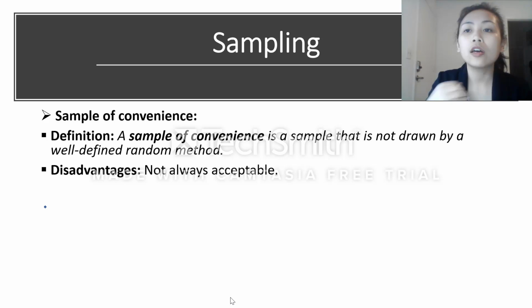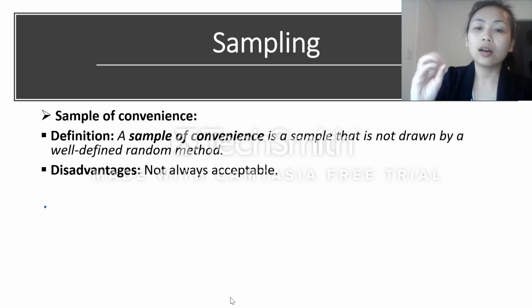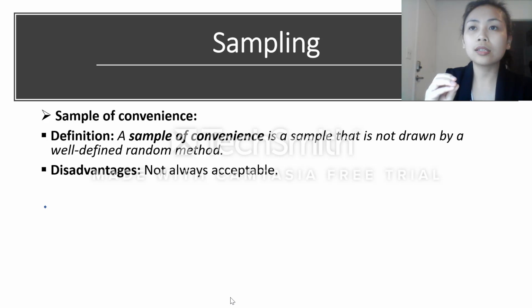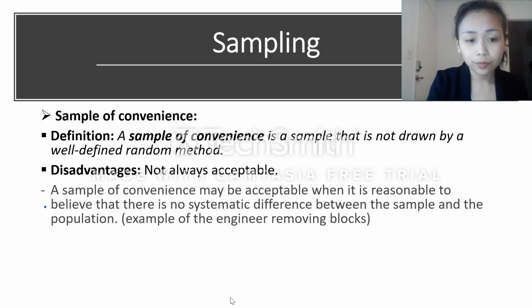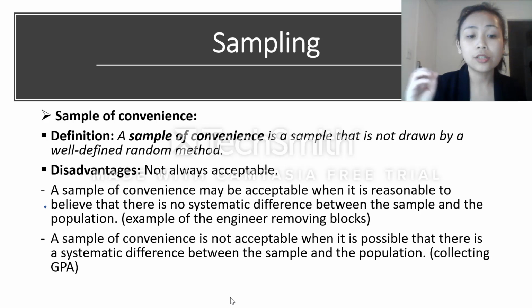For example, from the example of collecting the GPA average, if you surround yourself with only smart people, the data will not be acceptable because there is a huge difference between the sample and the population. But if you look at the second example, when the engineer takes a sample of blocks from the pile, it's reasonable, since it's really hard for the engineer to get a sample randomly. So in this case, we accept that sample. A sample of convenience may be acceptable when it is reasonable to believe that there is no systematic difference between the sample and the population. And it is not acceptable when it is possible that there is a systematic difference between the sample and the population. So that's about sample of convenience.